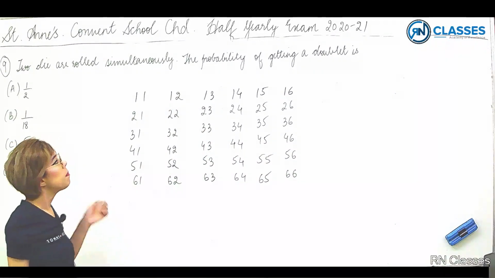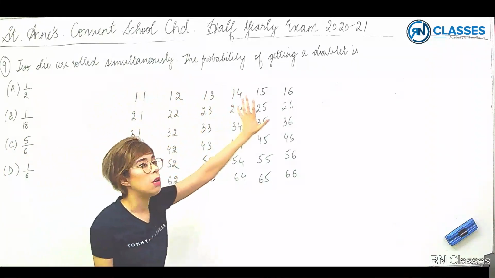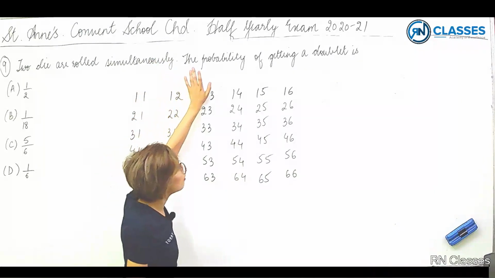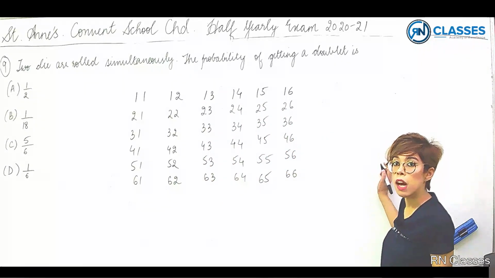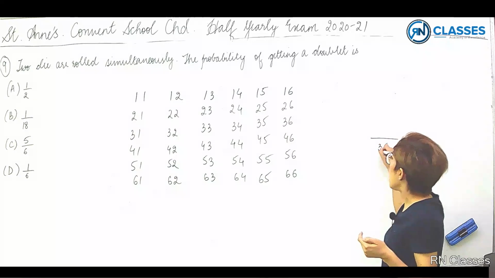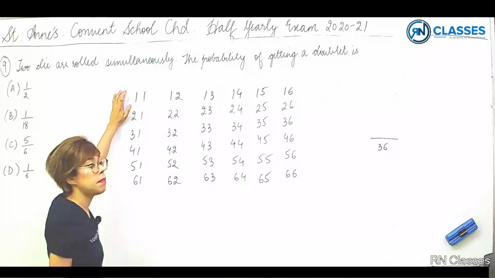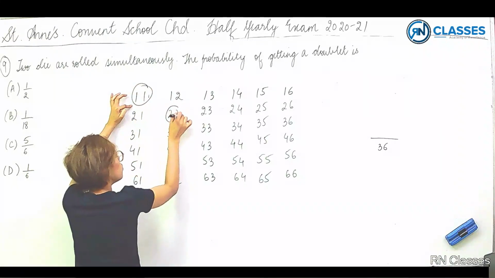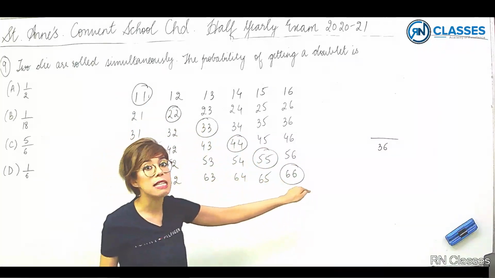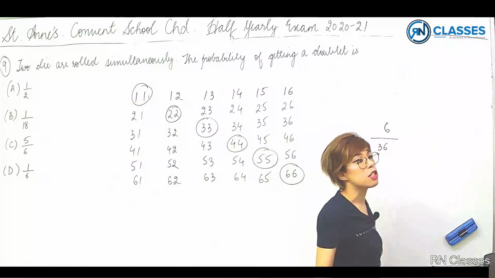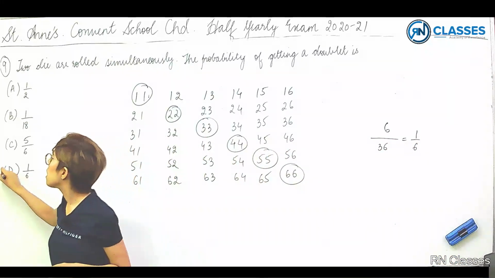Right. So the next one, the 2 dice are rolled simultaneously. These will be the possible outcomes. He says the probability of getting a doublet is... Now these are the total possible outcomes. How many are they? They are 36 in number. And the probability of getting a doublet means the number on the 2 dice should be the same. So favorable ones: 1,1; 2,2; 3,3; 4,4; 5,5; 6,6. How many favorable are there? That is 6 in number. So 6 by 36 is your probability, or I can say 1 by 6. Option D is the correct one.